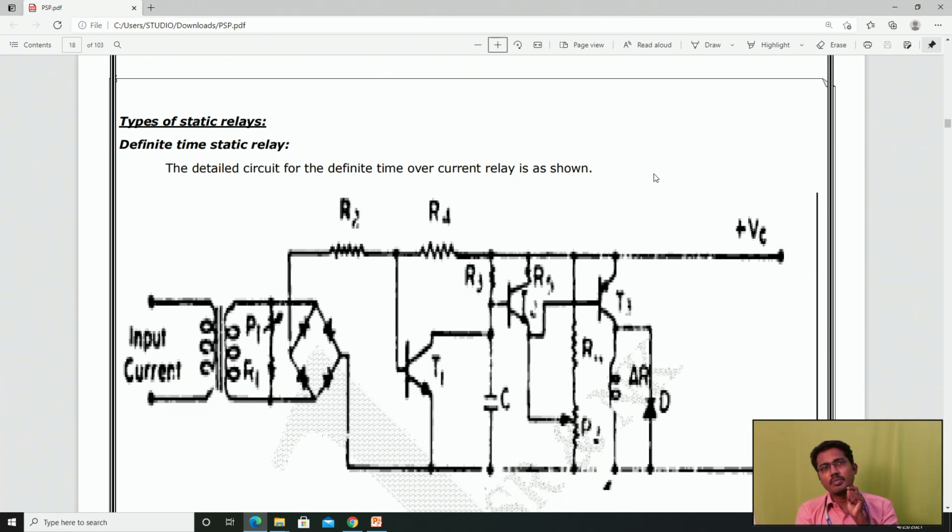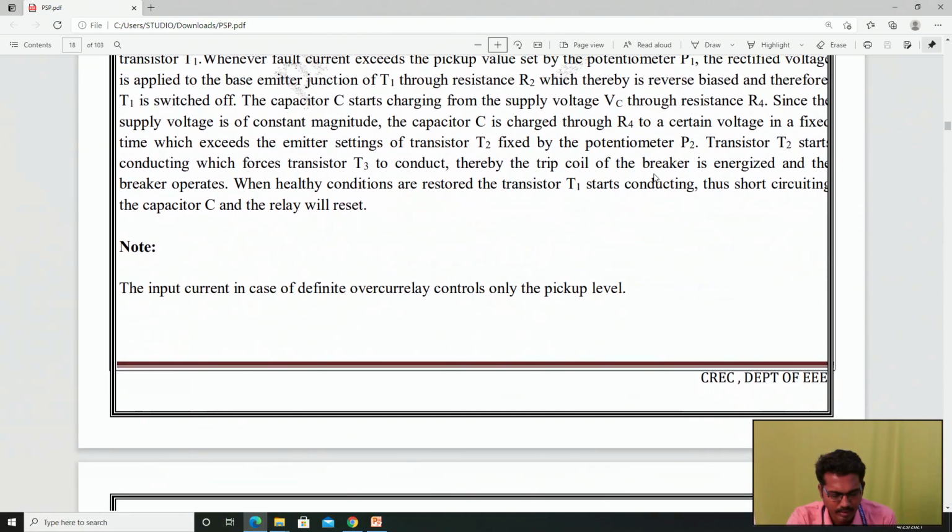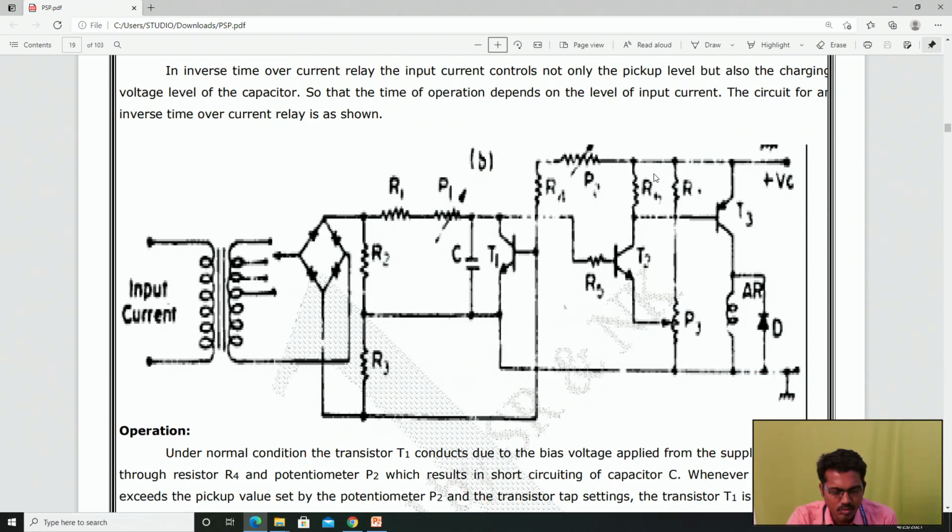This type of relay will be used only at places where we are not getting faults frequently. Okay, if your fault occurs frequently, it may lead to some damage to the system. So the fault will not happen very frequently. In that place only we can go for the defined time static relay. Okay. Next one, we are going to see the inverse time static relay.